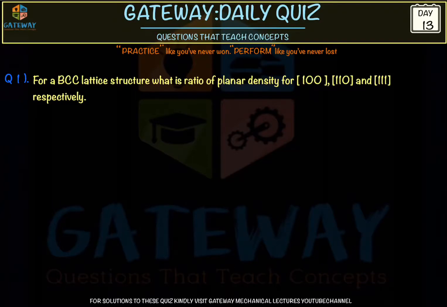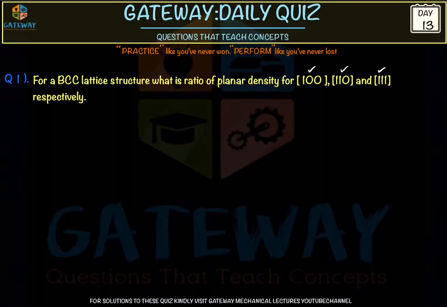Here we are with the solution for quiz day 13, and today's topic is material science and material engineering. This is our first question. For a BCC lattice structure, what is the ratio of planar density for the planes (1, 0, 0), (1, 1, 0) and (1, 1, 1)? We need to find the planar density and then the ratio for these three planes.